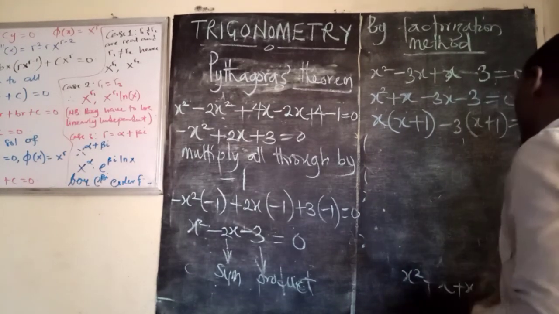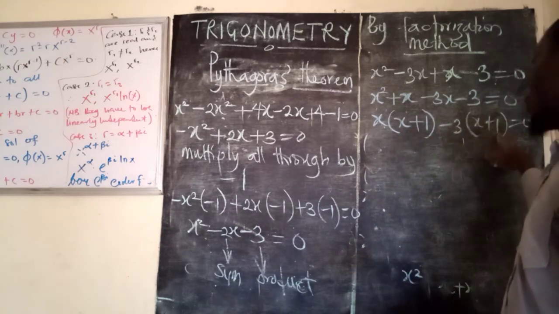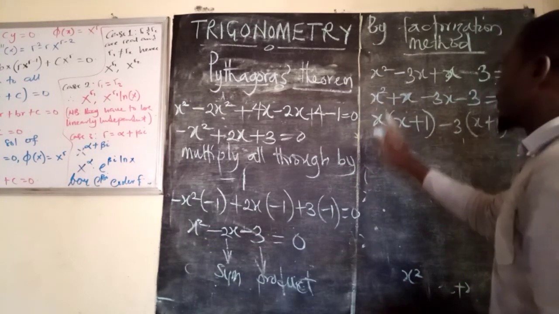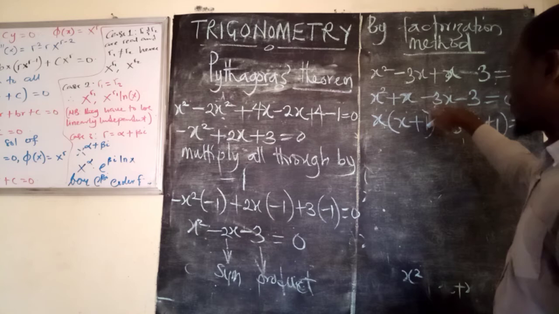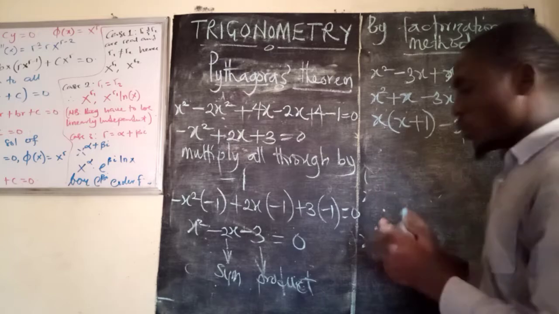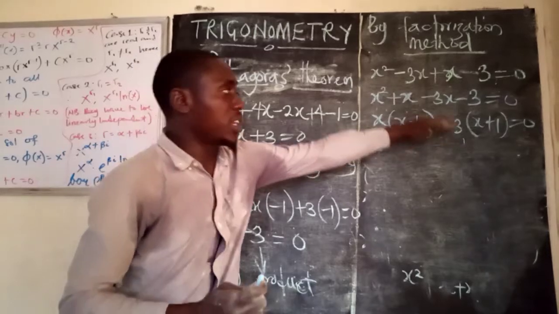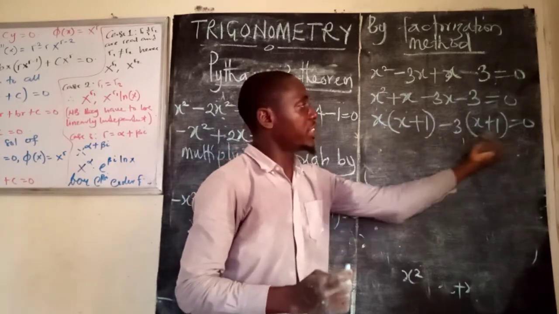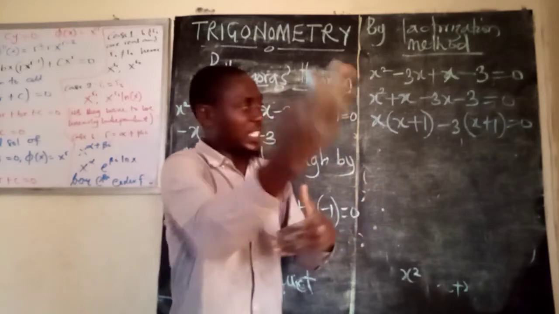Here we have x in bracket x plus 1 minus 3 in bracket x plus 1 equals 0. So when we multiply these together, we still have x squared, x times plus 1, we have x, minus 3 times x, we have minus 3x, minus 3 times plus 1, we have minus 3 equals 0. Now, if we observe this particular equation, we will discover that this first bracket contains the same term as the second bracket. Of course, having got that, we are near to our conclusion.